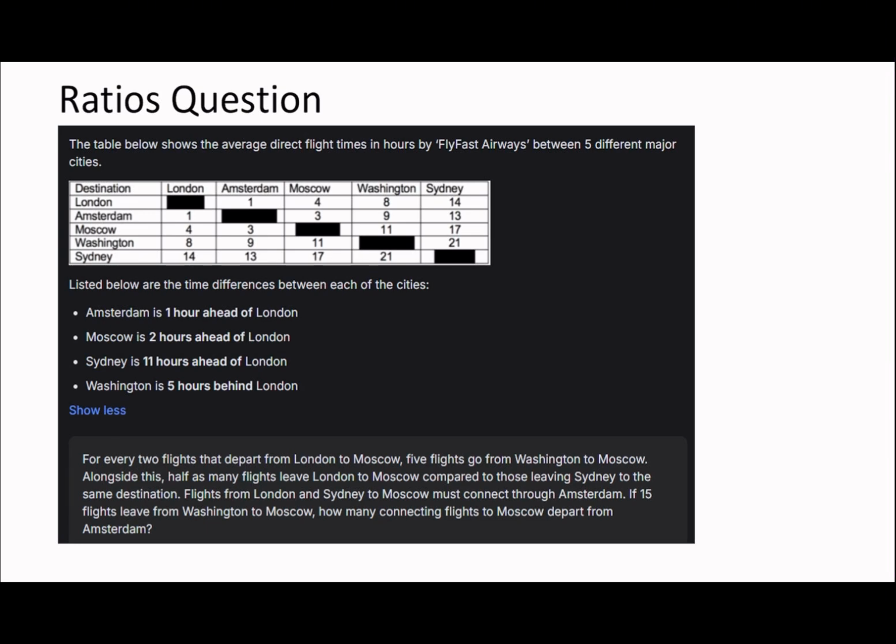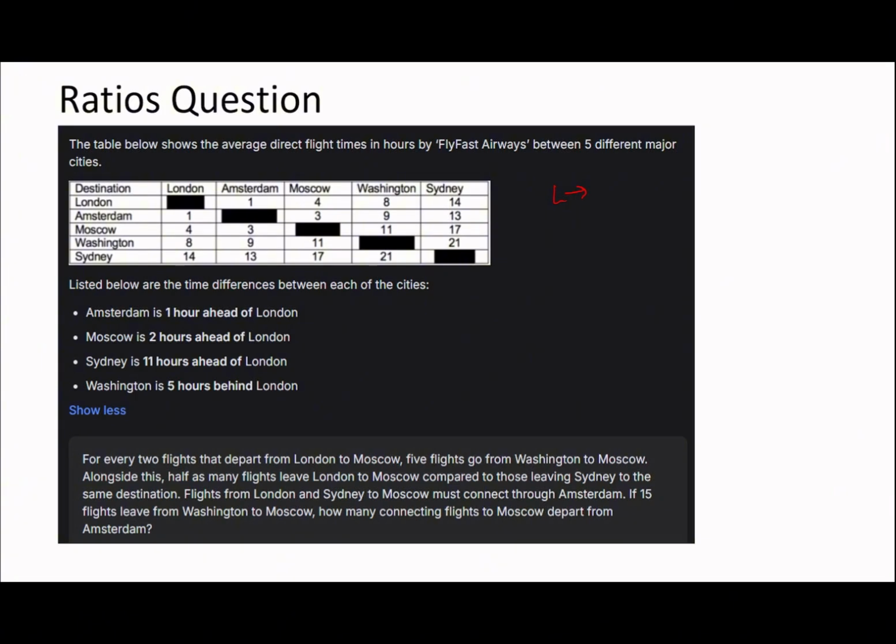Okay, so you can definitely see it looks a lot harder here. For every 2 flights that depart from London to Moscow, 5 flights go from Washington to Moscow. Alongside this, half as many flights leave London to Moscow compared to those leaving Sydney to the same destination. Flights from London and Sydney to Moscow must connect through Amsterdam, and 15 flights leave from Washington to Moscow.